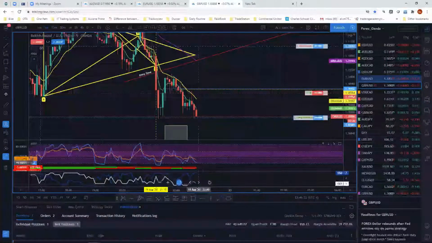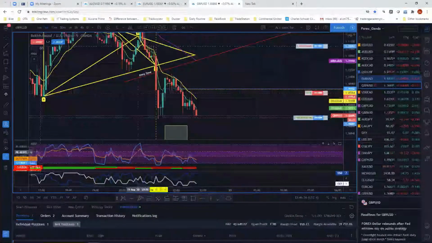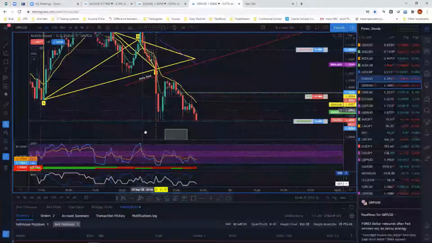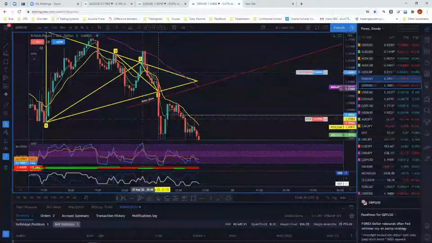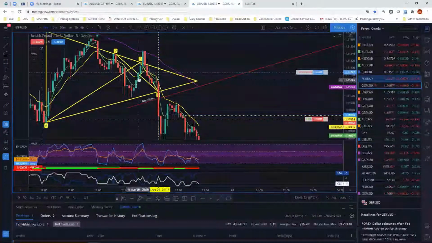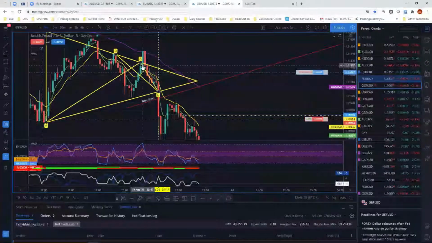And I like seeing it where it's below. Can you say that one more time, please? When you have the blue up here, it hooks. So you see where it hooked? It hooked right up there, and now it crossed the orange one. And also you're looking at it closed below the bottom of the blue candle.